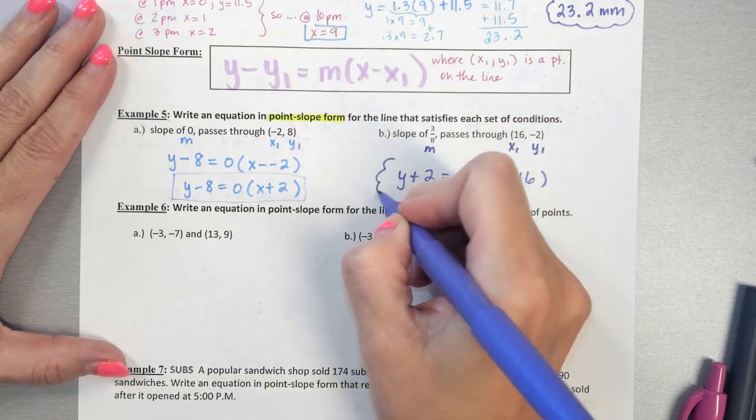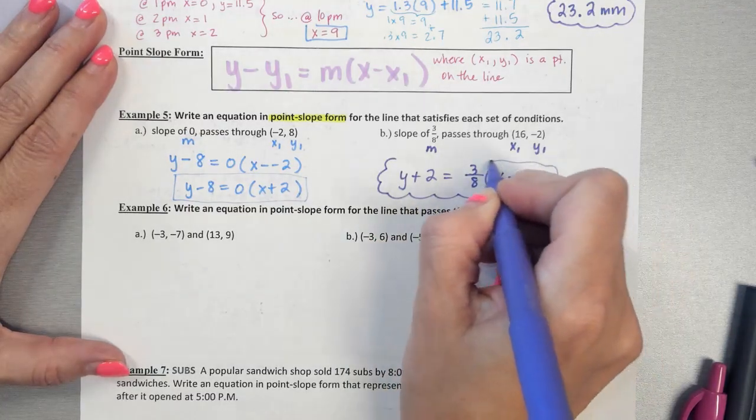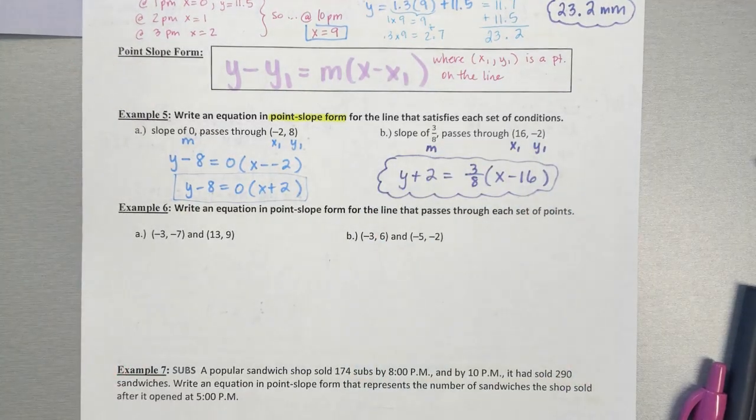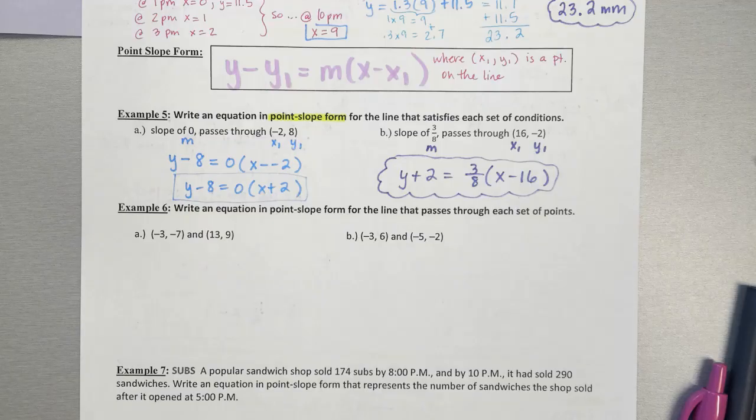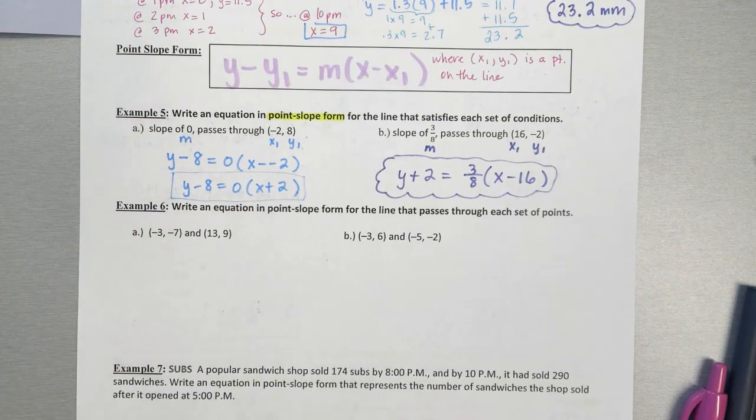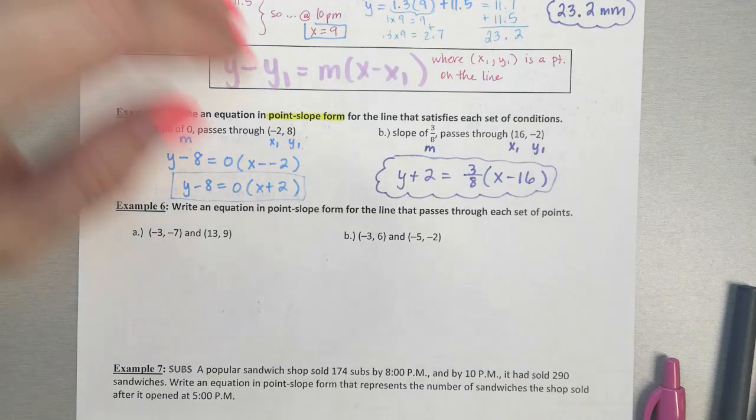Okay, double check your sign. So you should have y plus 2 is equal to 3/8 x minus 16. Okay, and yes, that is all you have to do for those. Just leave them in point slope form.